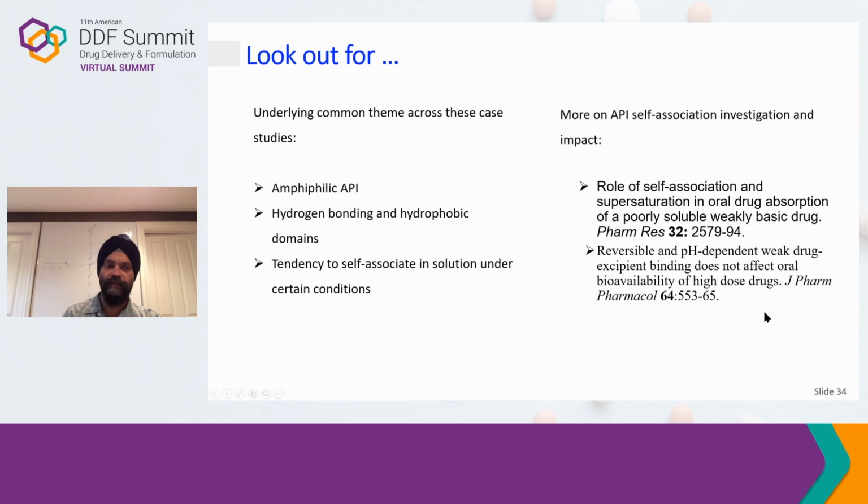So as we go home and we look at how this presentation is applicable to our day-to-day work, you want to look out for common underlying themes across the molecules, across the case studies that I showed here. The API is amphiphilic. There are hydrogen bonding and hydrophobic domains in the API that lead to a tendency to self-associate in solution under certain conditions. And that self-association behavior can have an impact. Now you need to modulate self-association versus precipitation by also paying attention to how the excipients are entering this interplay.